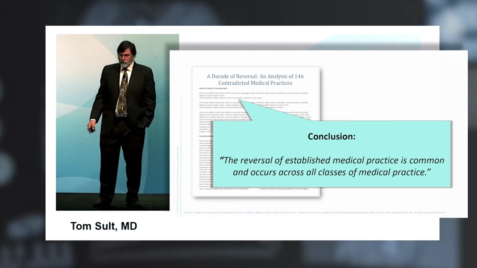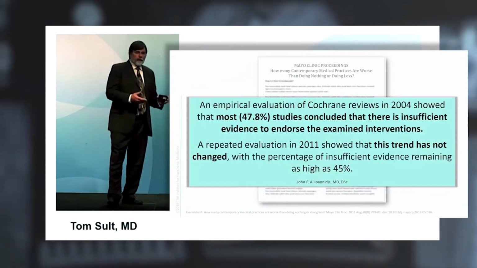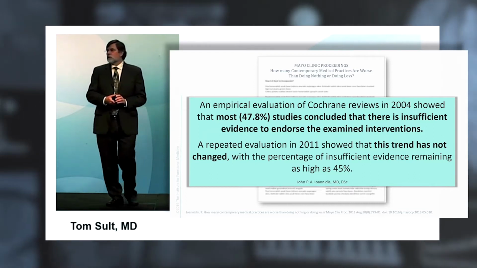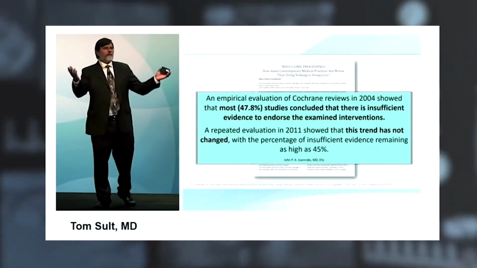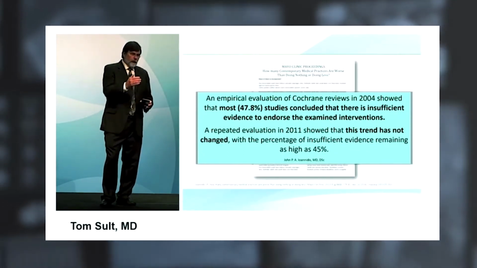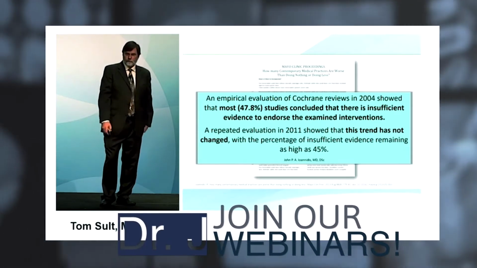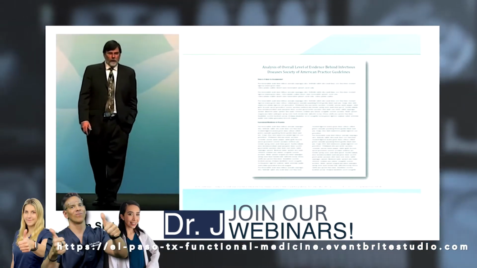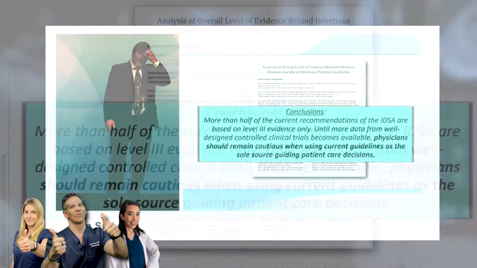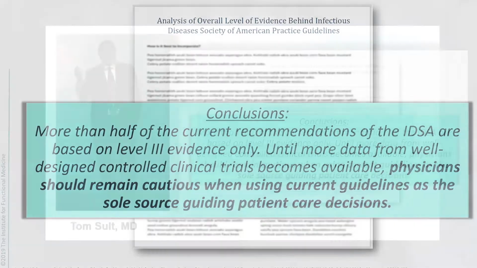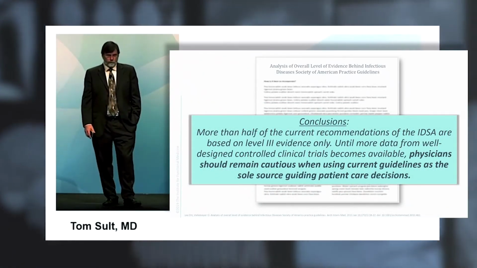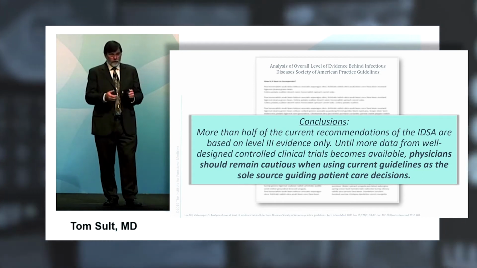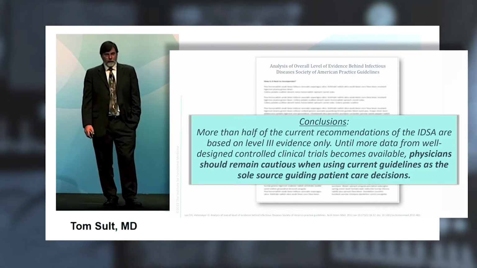And in this editorial, the same John Ioannidis says, an empirical evaluation of the Cochrane reviews in 2004 showed that something like half of things have insufficient evidence to recommend them. These are common medical procedures. Half of the things doctors commonly do, there's not enough evidence to support them. And that was repeated in 2011 with essentially the same result. An analysis of the overall level of evidence behind Infectious Disease Society of America guidelines: more than half of the current guideline recommendations of the IDSA are based on level 3 evidence, which is opinion. Until more data from well-designed controlled clinical trials becomes available, physicians should remain cautious when using current guidelines as the sole source guiding patient care.